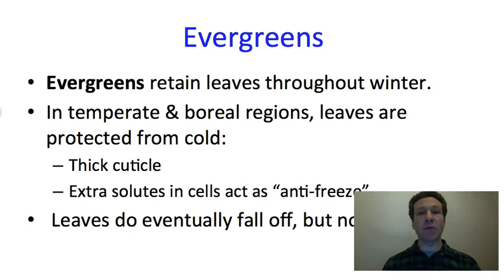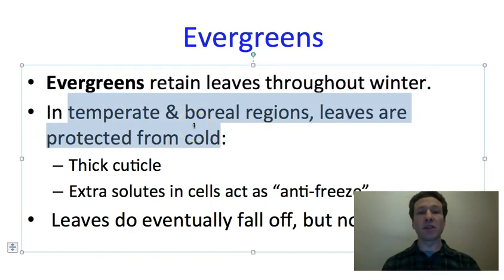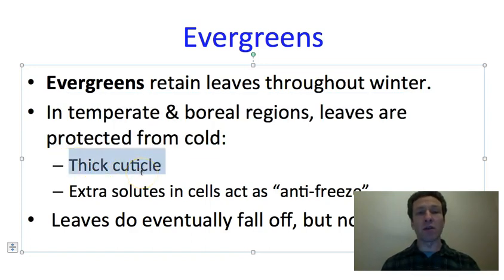Let's contrast that with evergreens. Evergreens are trees that retain their leaves throughout the winter. In a temperate area like South Carolina, or especially in areas north of us, those leaves will need protection from the cold to survive. One protection is having a thick cuticle. This is important because it will prevent water loss when it is below freezing or when the leaf isn't getting water from the roots because the plant has become less active or because the water in the soil is frozen.